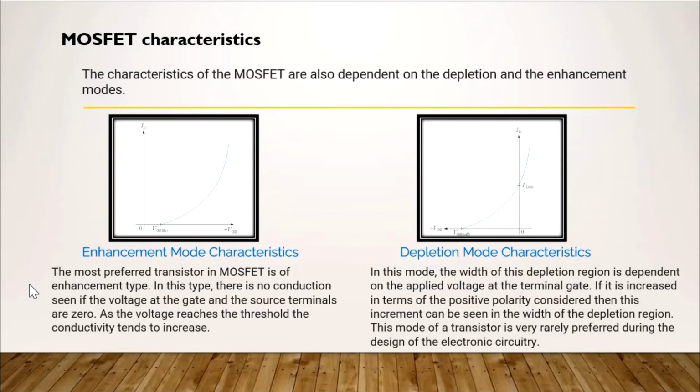Depletion mode characteristics. In this mode, the width of the depletion region depends on the applied voltage at the gate terminal. If it is increased in terms of positive polarity, an increment can be seen in the width of the depletion region. This mode of the transistor is very rarely preferred during the design of electronic circuits.